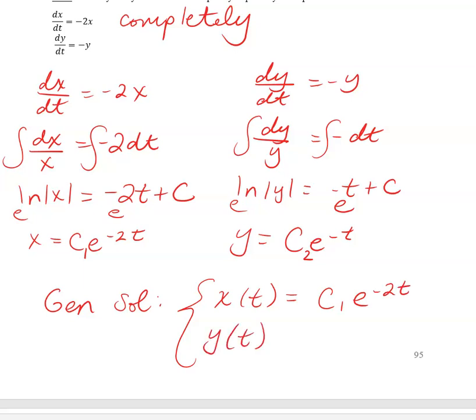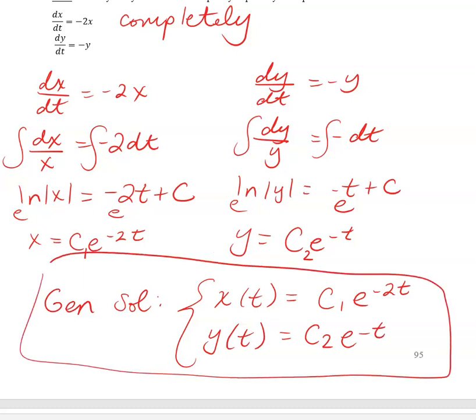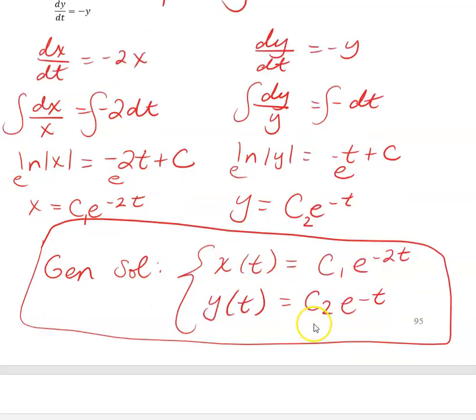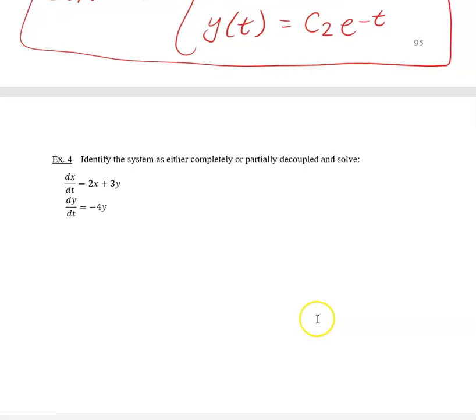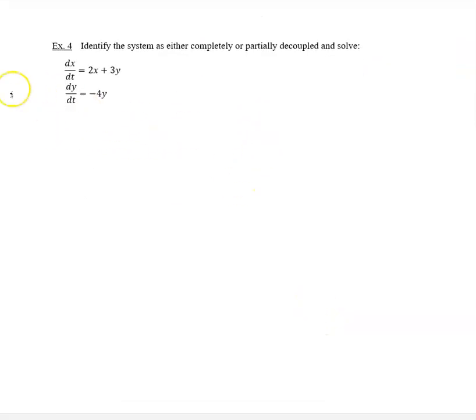And y of t is going to be equal to c2 e to the negative t. So when you have, like I said, a completely decoupled system, you just work with each one separately, and it's no big deal. Then just put them together at the end. Now, what happens when we have a partially decoupled system?